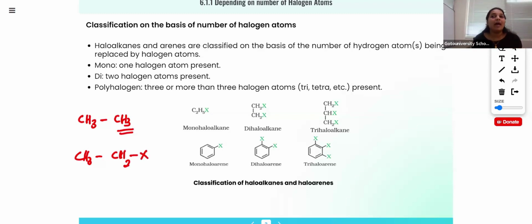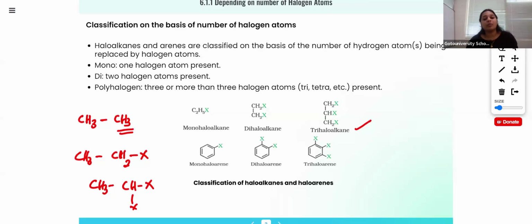So this is a monohaloalkane. Now I am replacing two hydrogens from this carbon, so it will be CH with two halogens. That is a dihaloalkane. If you replace three hydrogens with halogens, it will be a trihaloalkane. So based on the number of hydrogen atoms replaced by halogen, we can classify haloalkanes into mono, di, and trihaloalkanes. The same classification applies to haloarenes also. In this benzene ring, replacing one hydrogen with a halogen gives a monohaloarene, two gives a dihaloarene, three gives a trihaloarene. Got it, right?